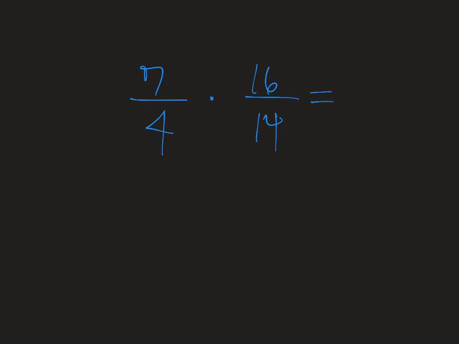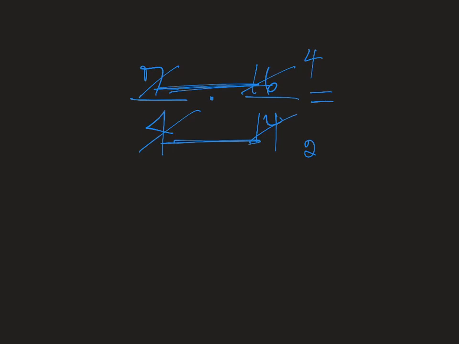Okay, you can technically cancel the 7. 7 goes into 14 2 times. You can do that. And 4 goes into 16 4 times. We can do that if we wanted. Or we can multiply across first, 7 times 16, 4 times 14. Do you see the challenge? The problem gets big, 7 times 16 and then divided by 4 times 14.